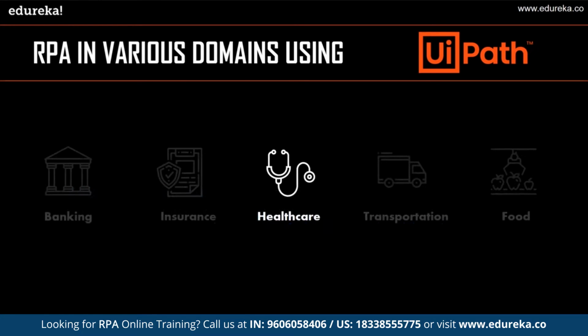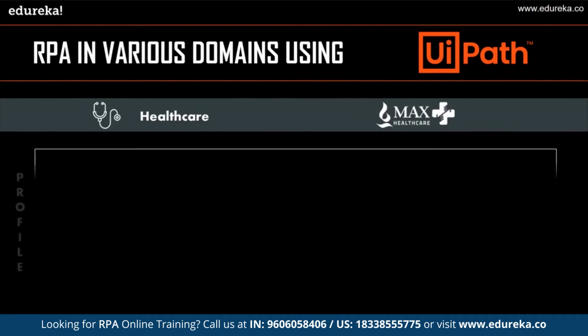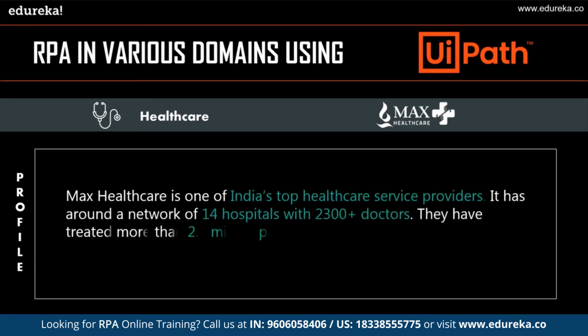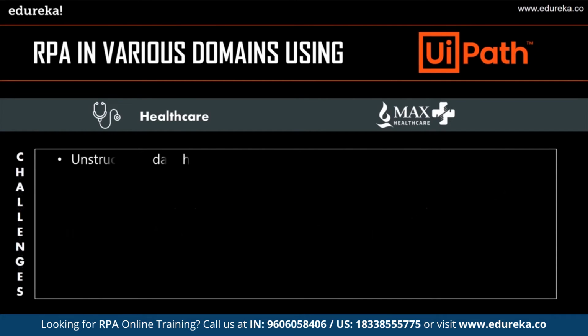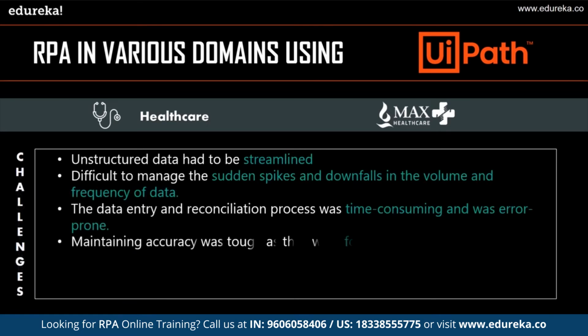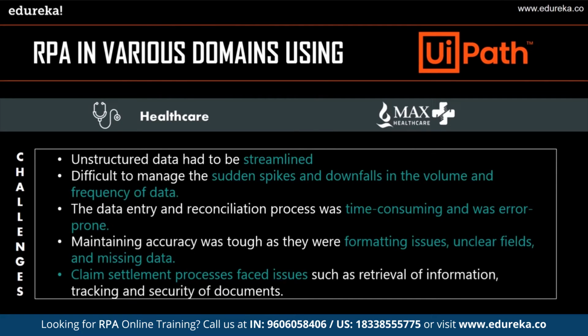So to explain to you how RPA is used in healthcare, I've considered the institution Max Healthcare. So Max Healthcare is one of India's top healthcare service providers and has a network of 14 hospitals with more than 2,300 doctors. They've also treated more than 2.8 million patients from 130 nationalities. Now, one of the major challenges faced by Max Healthcare was to process large volumes of patient transactions while simultaneously ensuring the security and the accuracy of documents.